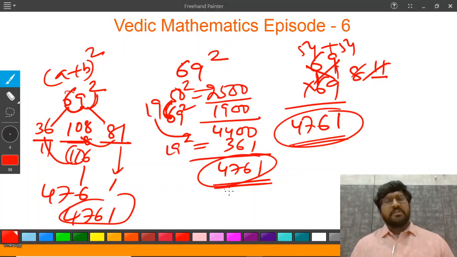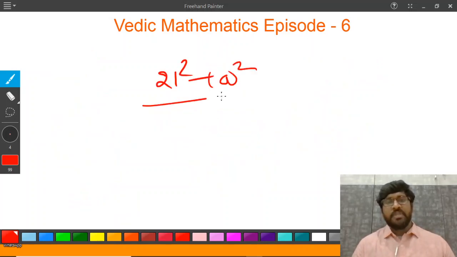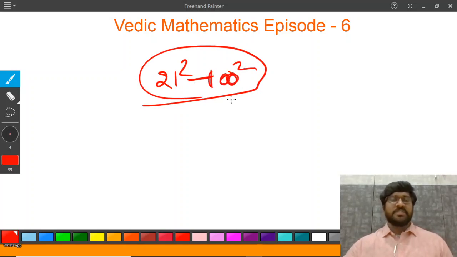There are still some more methods to find the squares, but if you know too many methods, you will get confused. I think these are more than sufficient. So this is all about finding the squares of numbers from 21 to 100. Please practice and apply these methods whenever you encounter these squares.